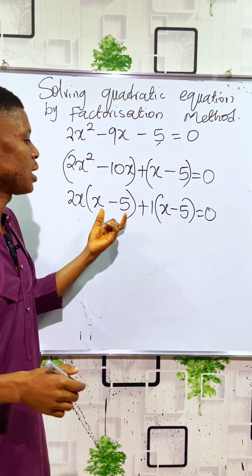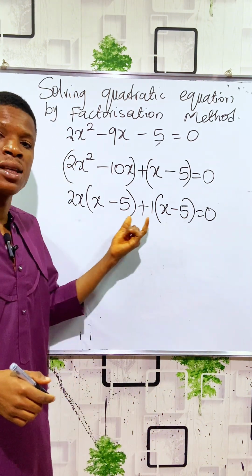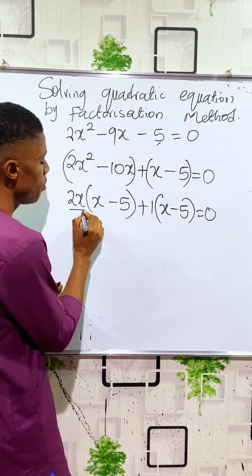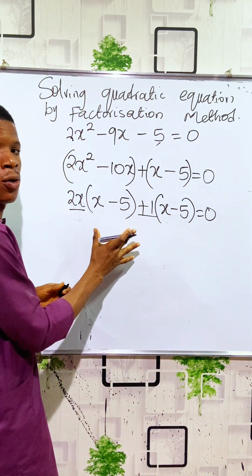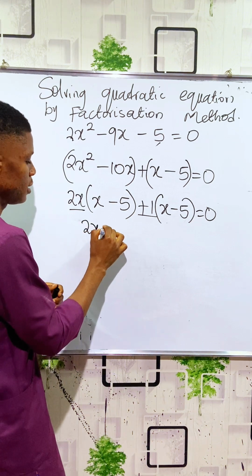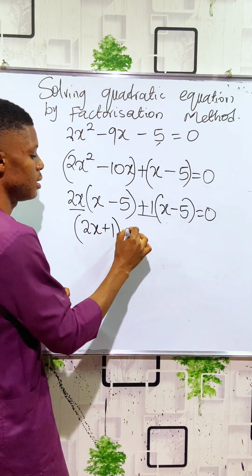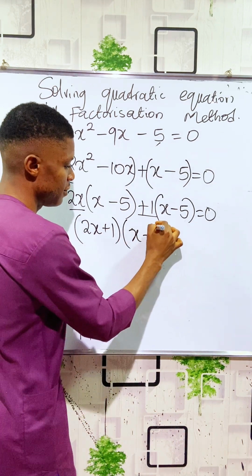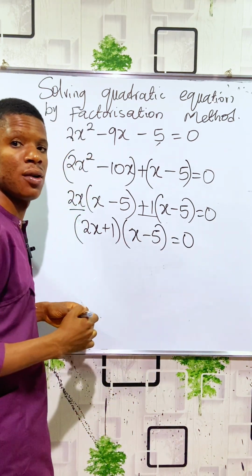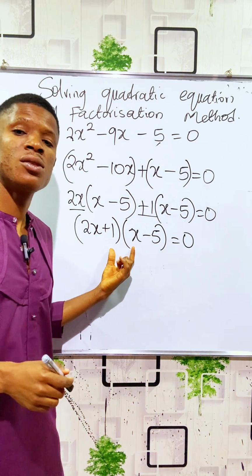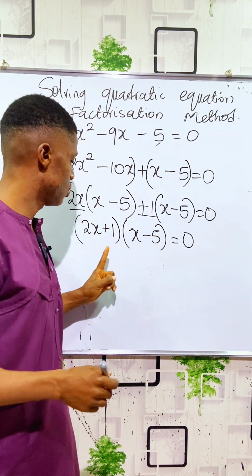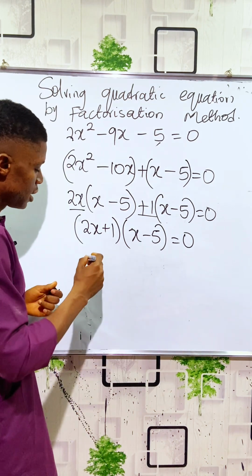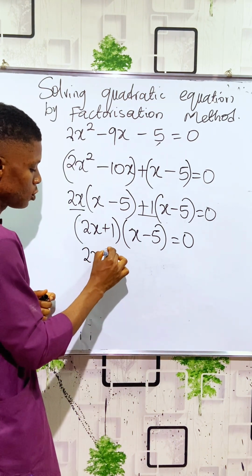At this stage, you can see that these two brackets are the same, x minus 5 and x minus 5. We can now form a new bracket with the two outside terms, which is 2x plus 1, and multiply it with the common bracket x minus 5, equal to 0. So when two things multiply to give 0, that means one of them is 0 or both of them are zero. In each case, we check the term that will make it 0.